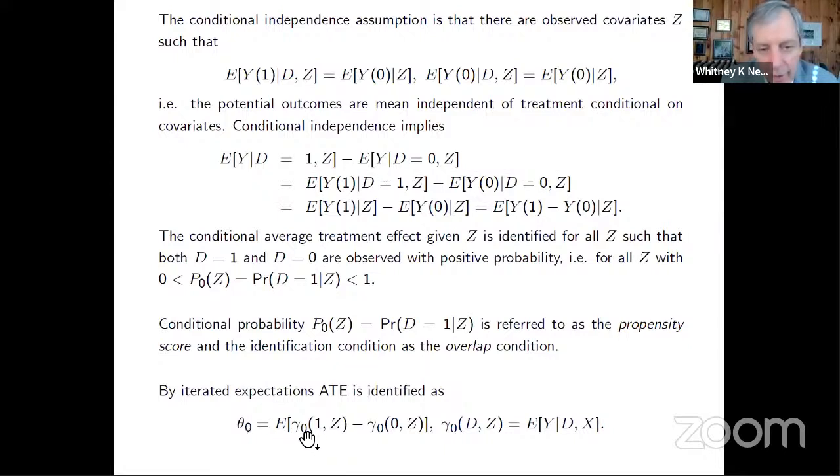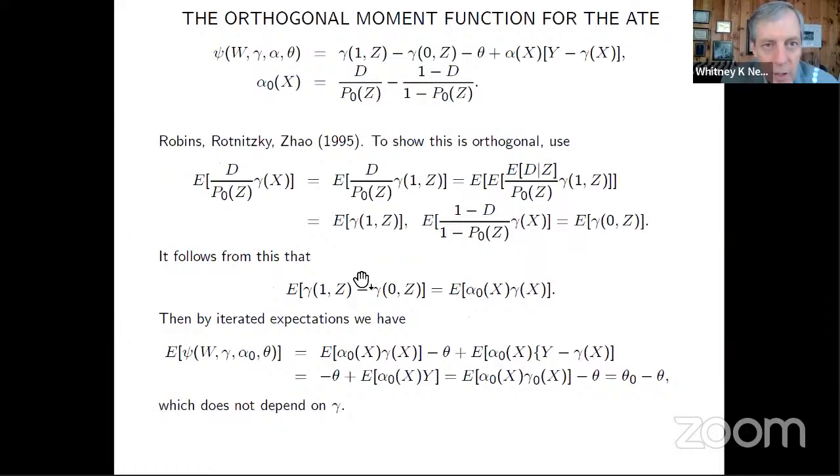And in terms of a regression, you can identify theta from this. You're just going to take gamma at 1 and z, subtract off gamma at 0 and z, subtract off theta, and that's an identifying moment function. Okay, so I think that's what's on the next page. We're going to go all the way to the orthogonal moment function.